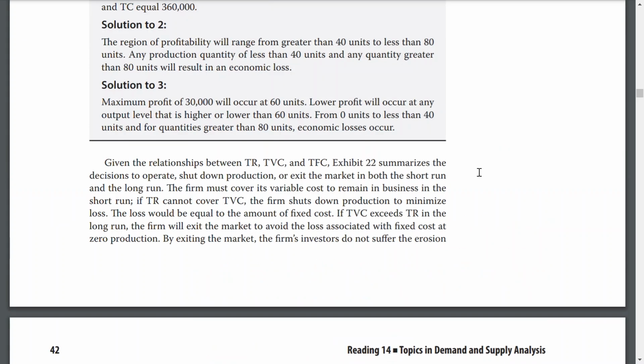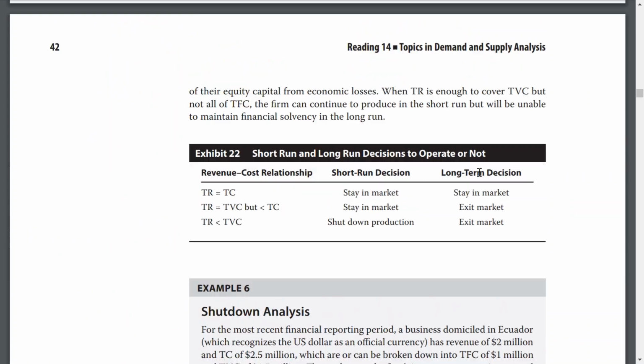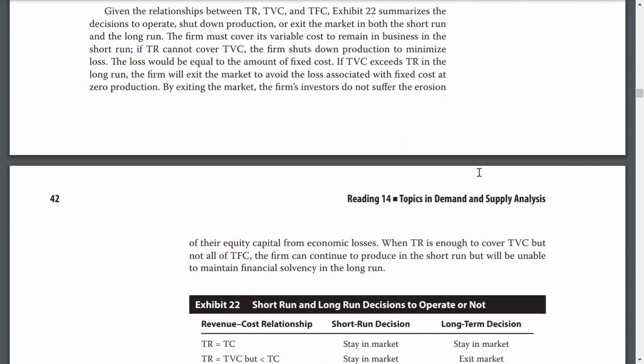Given the relationship between total revenue, total variable cost, and total fixed cost, example 22, which is right here, summarizes the decision to operate, shut down production, or exit the market in both the short run and the long run. The firm must cover its variable cost to remain in business in the short run. If total revenue cannot cover total variable cost, the firm shuts down production to minimize the loss. The loss would be equal to the amount of fixed costs. If total variable cost exceeds total revenue in the long run, the firm will exit the market to avoid the loss associated with the fixed cost at zero production.